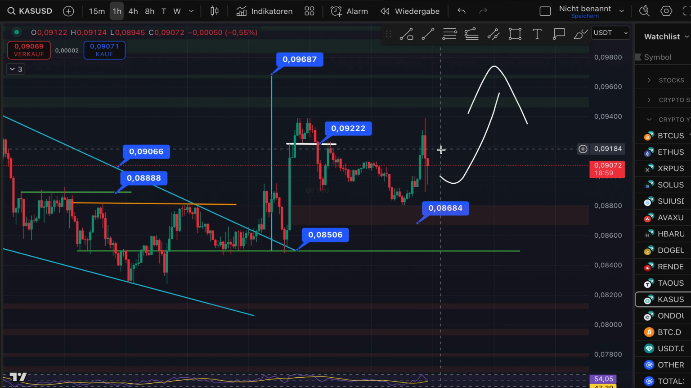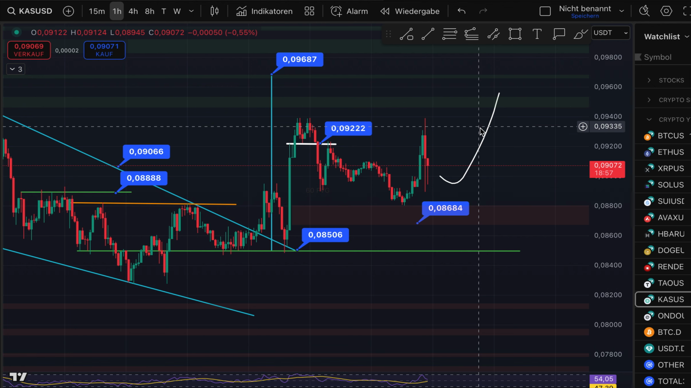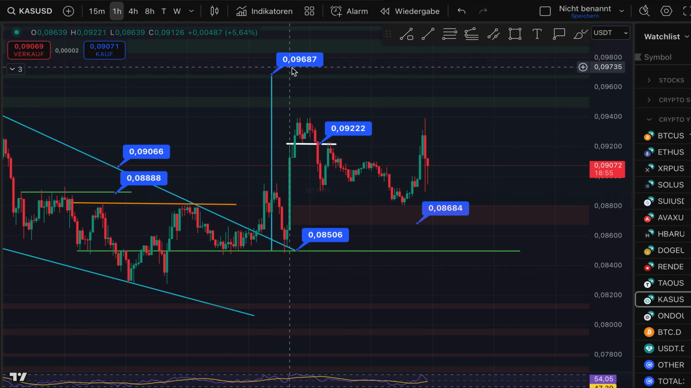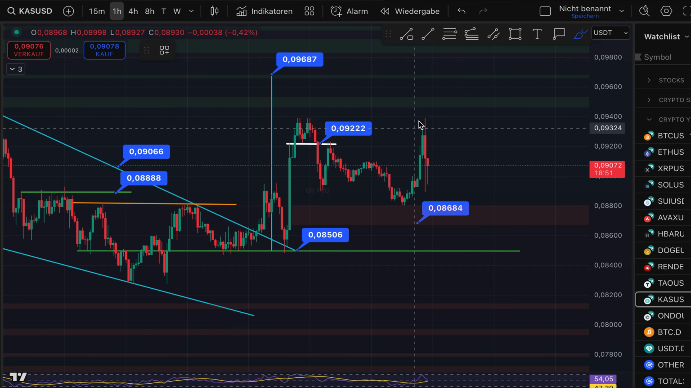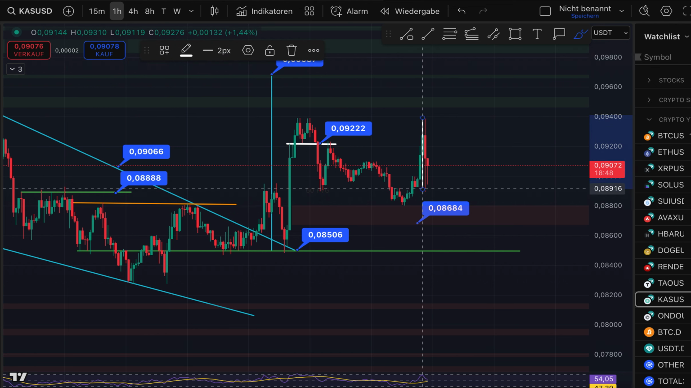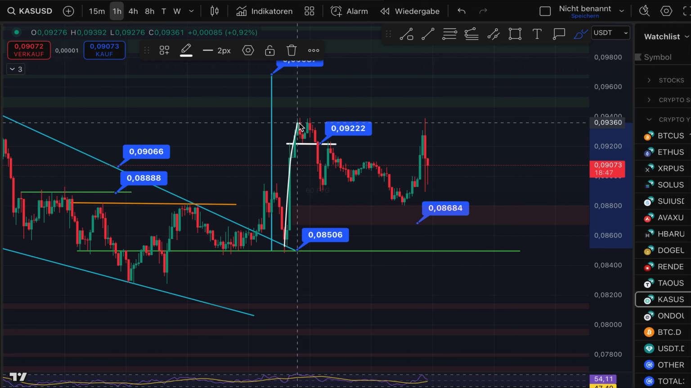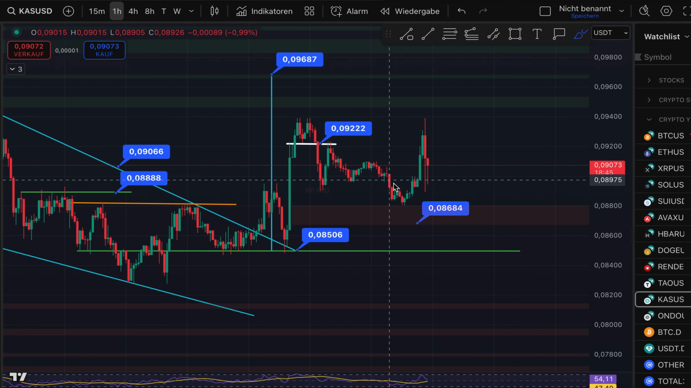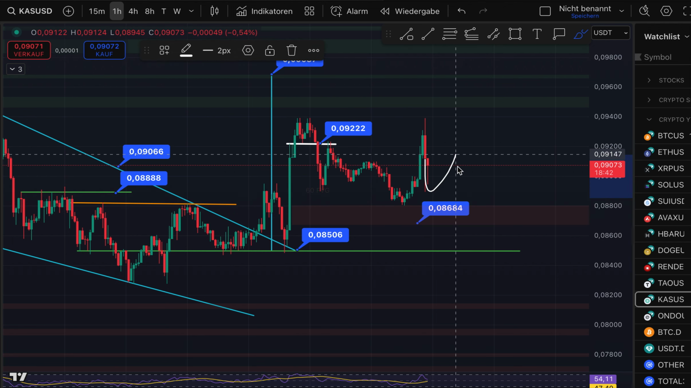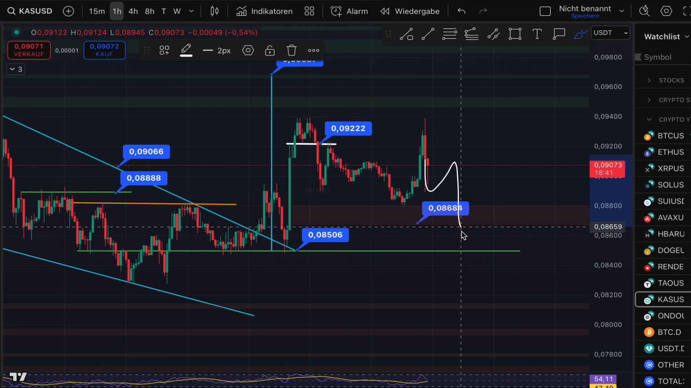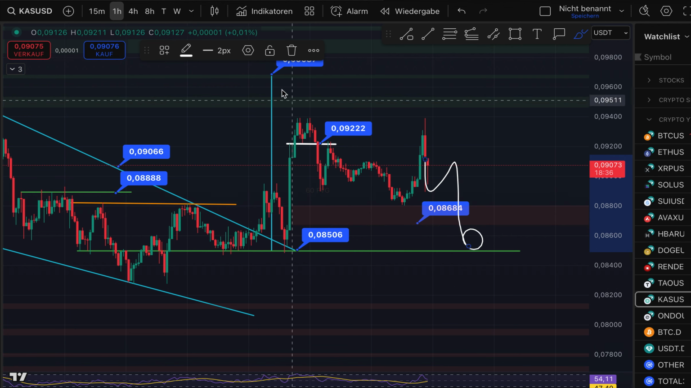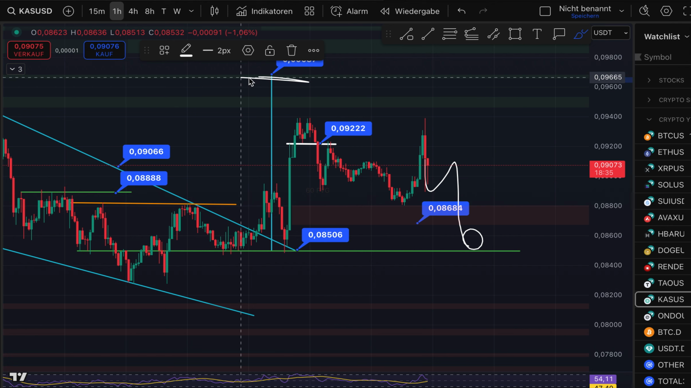For Kaspa the target is still ongoing, and the current target is still 9.68 cents. We didn't invalidate it just because we got this kind of price movement. Well, we also got this kind of price movement to the upside. So basically we can even get lower, and yes, we can also see the 8.5 cents again without invalidating this target.